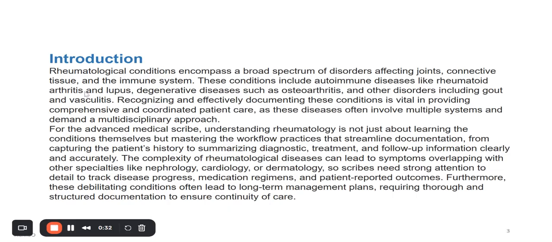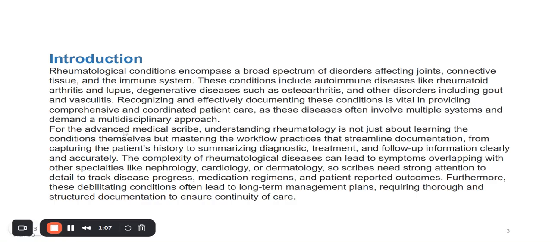Introduction. Rheumatological conditions encompass a broad spectrum of disorders affecting joints, connective tissue, and the immune system. These conditions include autoimmune diseases like rheumatoid arthritis, or RA for short, and lupus, degenerative diseases such as osteoarthritis, and other disorders including gout and vasculitis. Recognizing and effectively documenting these conditions is vital in providing comprehensive and coordinated patient care, as these diseases often involve multiple systems and demand a multidisciplinary approach.